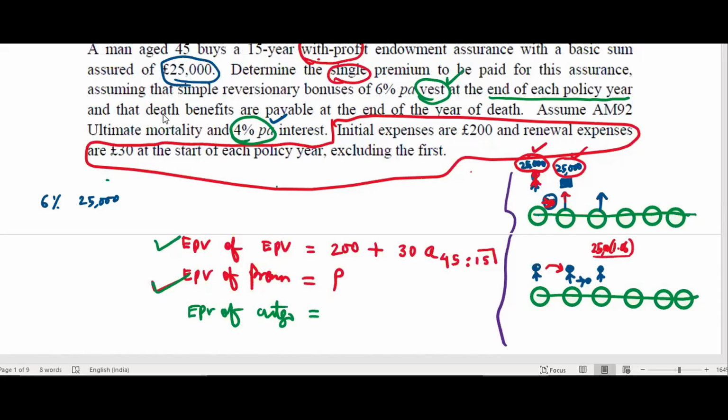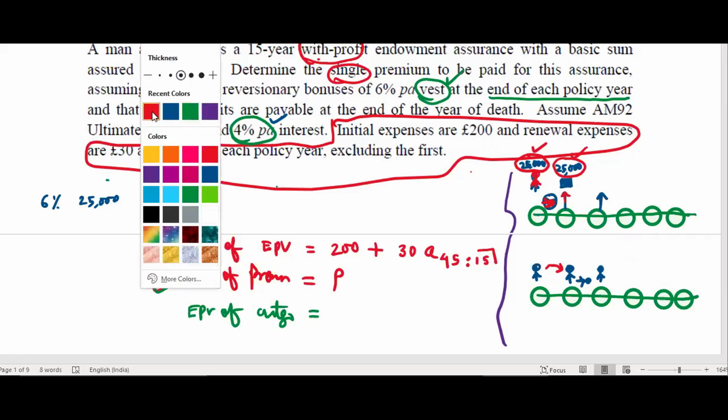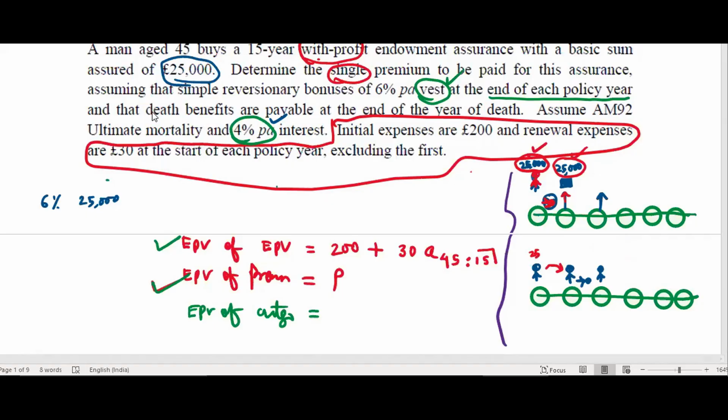If the person dies here, sorry, not here. Now that the person survives here, the benefit here was 25,000, but now it's changed to 25,000 into 1.06. This is the amount they say we vested. Now your sum assured increased. If you die here, you will get this amount here. Let me draw here properly.